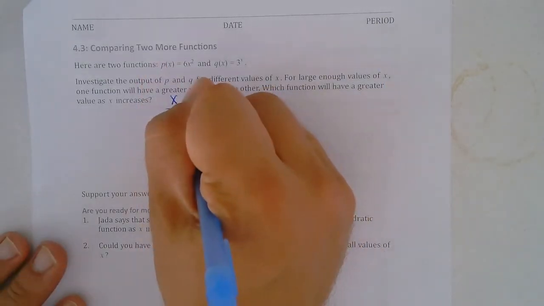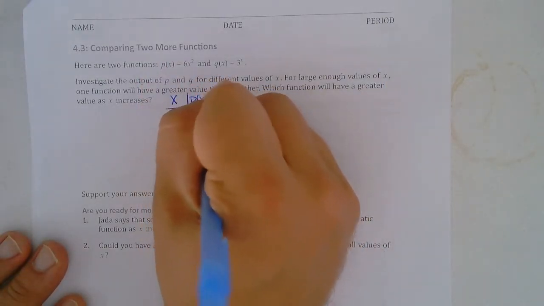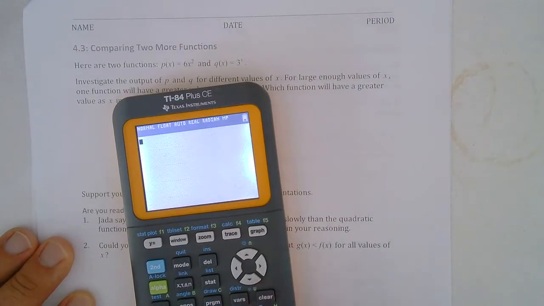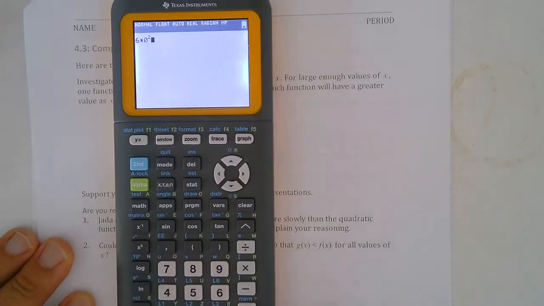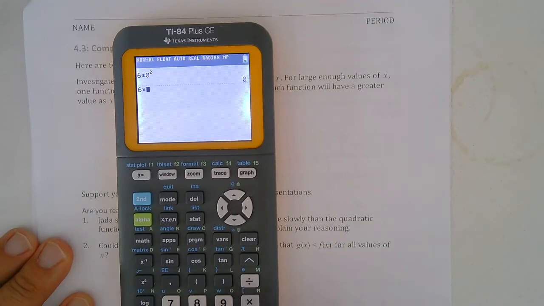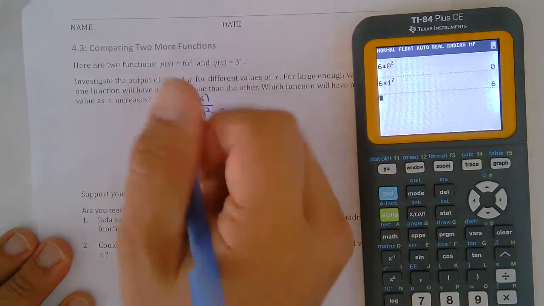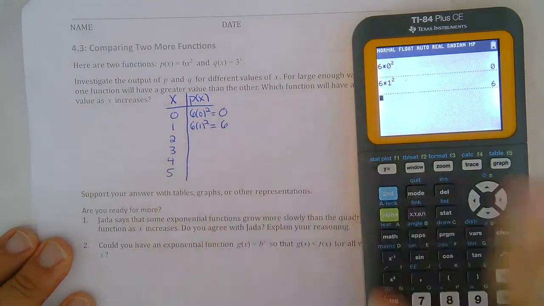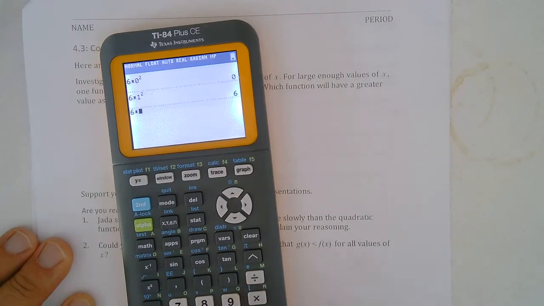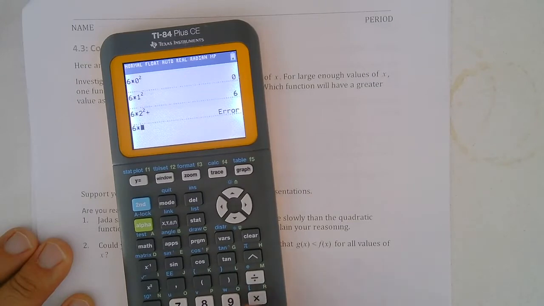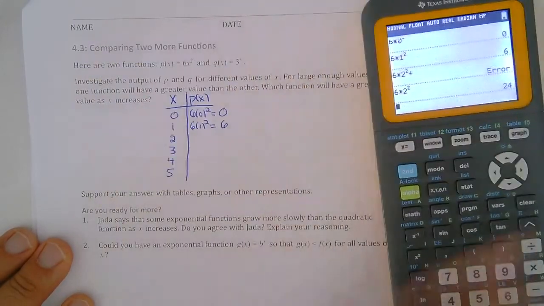So to show how that's happening, we have 6 times 0 squared. To practice plugging that in, 6 times 0, you can press the squared button if you want right here. And that is 0. And then we can go 6 times 1 squared, which is 6. And to practice putting that in, 6 times 1 squared is 6. So then 6 times 2 squared, which is 24.